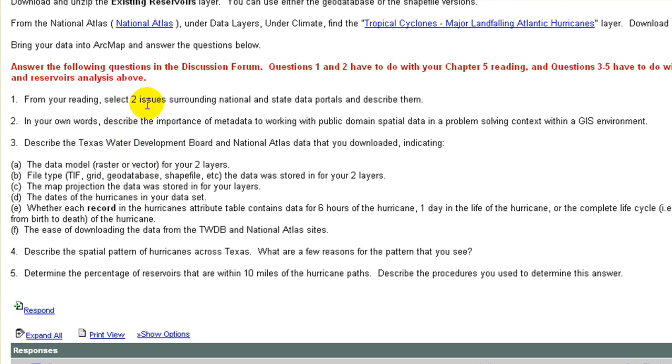From your reading, select 2 issues surrounding national and state data portals and describe them. In your own words, describe the importance of metadata to working with public domain spatial data in a problem-solving context within a GIS environment. Describe the Texas Water Development Board and National Atlas data that you downloaded, indicating the data model, file type, map projections, dates of the hurricanes, whether each record in the hurricane attribute table contains data for 6 hours in the life of the hurricane, 1 day, or the complete life cycle. In other words, I really want people to know what kind of data they're downloading and what its characteristics are.